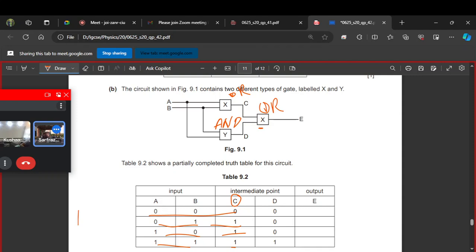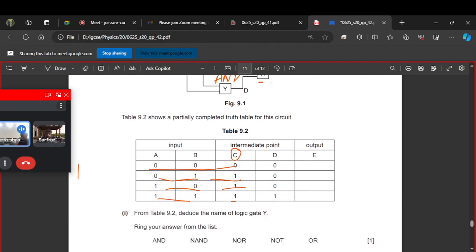So X again, when C and D are inputs. I am saying that X is again an OR gate. So what will be the output at E? We will use C and D. We don't know what the other gate is. Oh, it's the same one, it's OR. So we use OR on C and D. It will be zero, and the rest of them are ones. 1 1 1. Very good. Okay, you have done right.